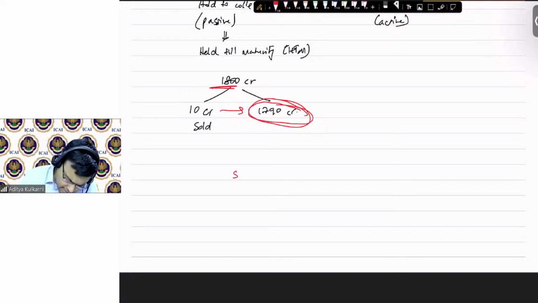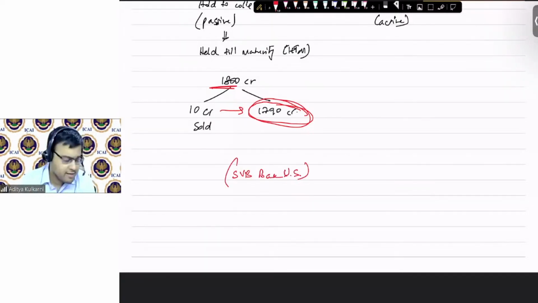You remember there was this SVB bank in the United States, jiska insolvent ho gaya wo. There was a bank known as SVB in the United States. वो मतलब SVB बैंक filed for insolvency. क्यों insolvent हो गया वो? Why did it become insolvent?